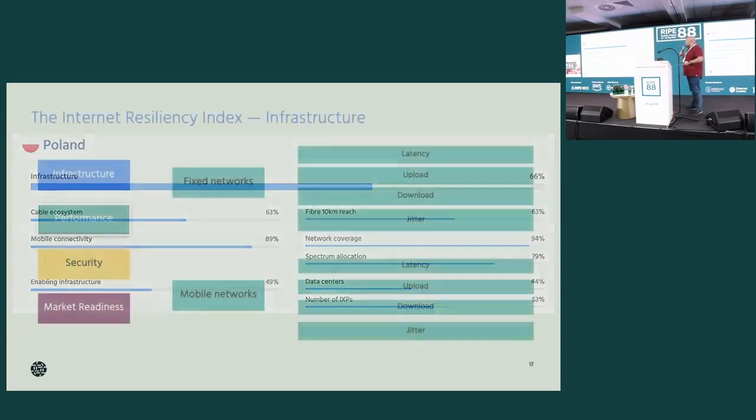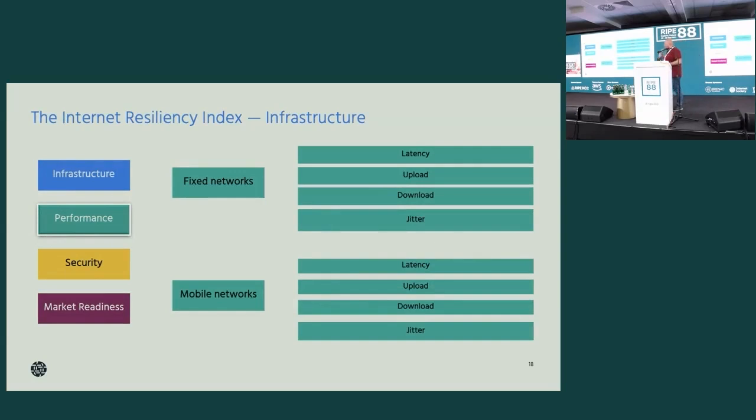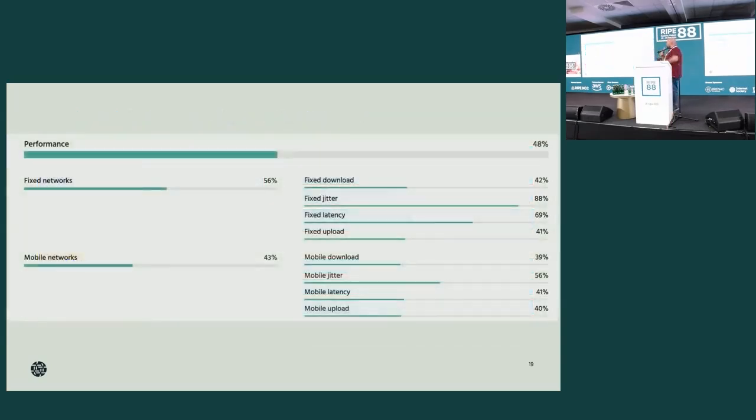The second pillar is the performance. We look at fixed networks, mobile networks, the latency, upload and download speeds, and jitter for each of these types of networks. Again, this is what it looks like for Poland.